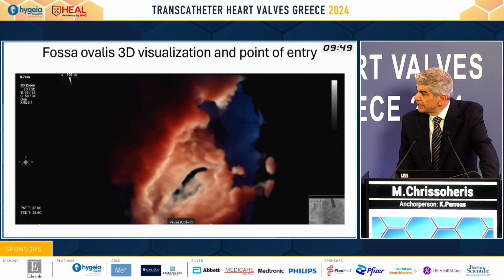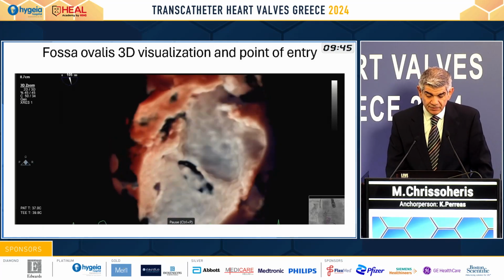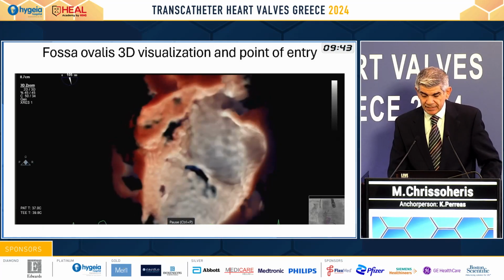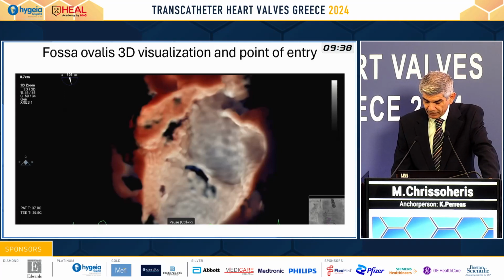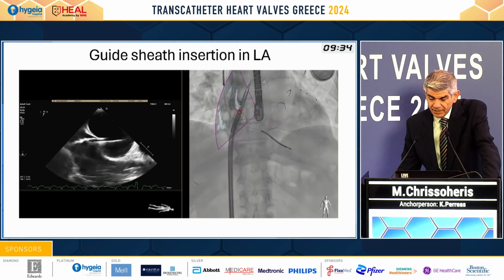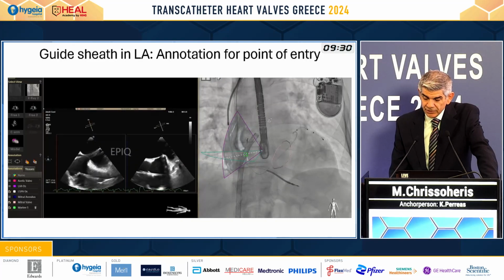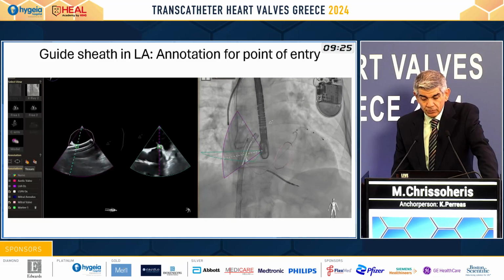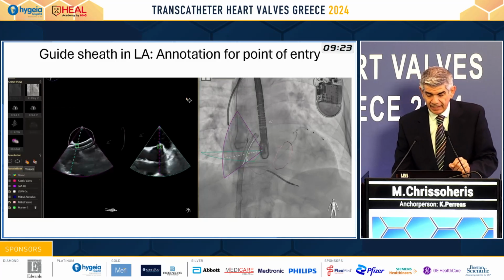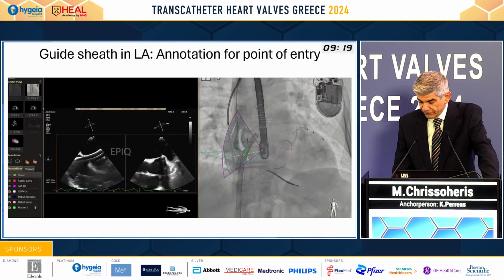In addition, the 3D rendering of the en face view of the septum and fossa ovalis helps us understand the morphology of the fossa ovalis and where we are entering it into the left atrium. The guide insertion can be seen very nicely with fusion imaging as well. And in addition, we always try to pinpoint the exact point of entry, so we can have that as a reference during our procedure, especially with Pascal. The edge of the guide sheath is not as clearly seen as with the MitraClip, so we have to use that as well.